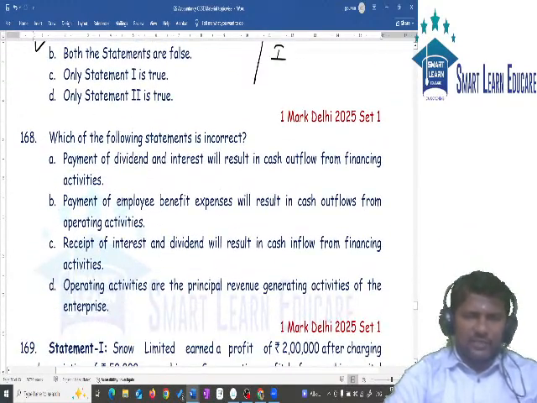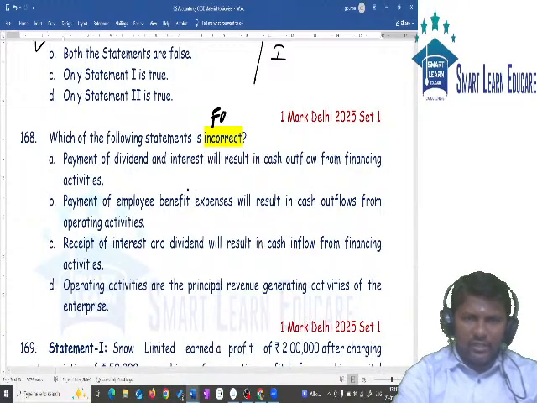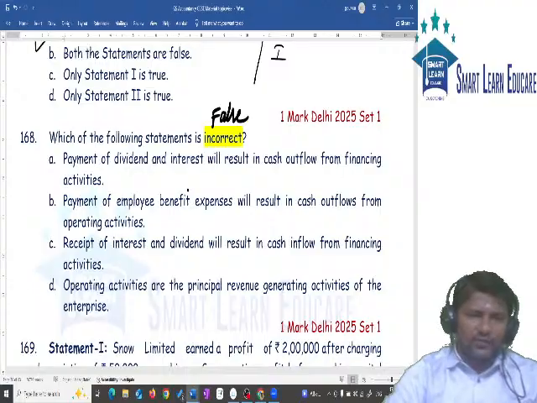Be careful with this type of question. Which of the following statements is incorrect? Meaning they are asking for the false one. Which of the following statements is false?